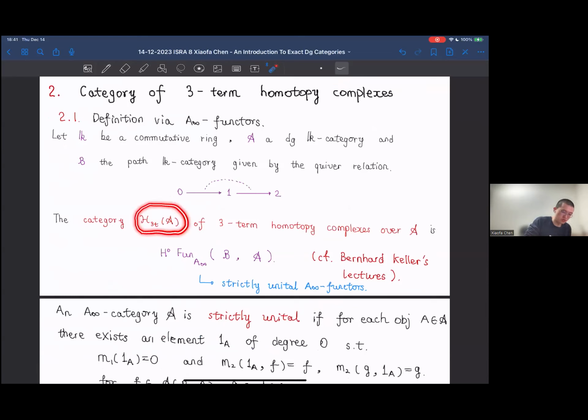Now the category of three-term homotopy complexes over A is defined to be the H0 of a dg category, the dg category of strictly unitary A-infinity functors. For this notion, we can see Bernhard Keller's lecture. It goes from our dg category B to the dg category A, and it is different from the dg functor category from B to A, it's totally different. We'll see this in a moment.